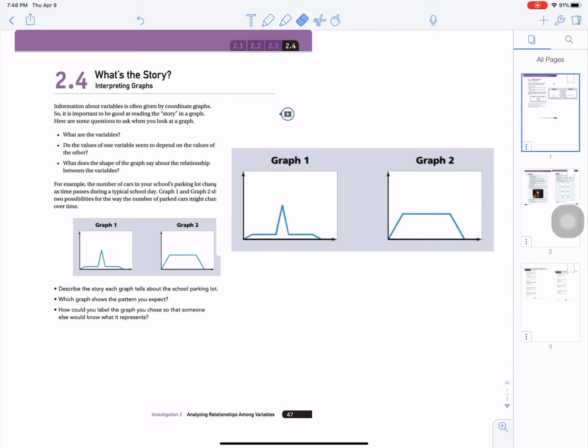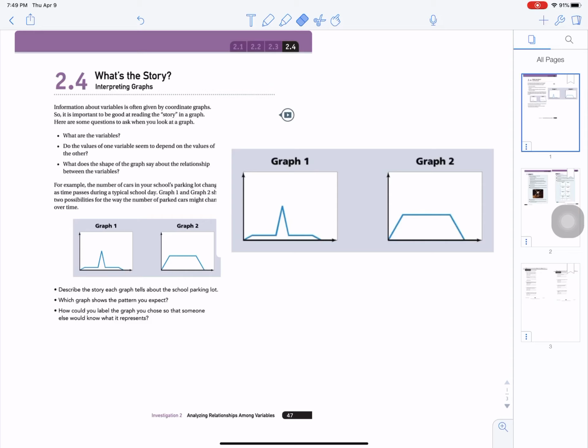Hi, fifth graders. So today we're doing problem 2.4, and this is one of my favorite problems in this book because I just kind of love reading graphs. And so what we have to do is think about the stories that are told in graphs. We did a little bit of this before we left, but let's take a look at a couple graphs. We have to answer a few questions.